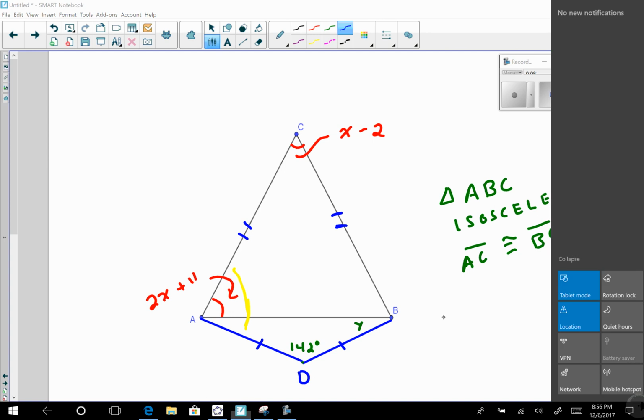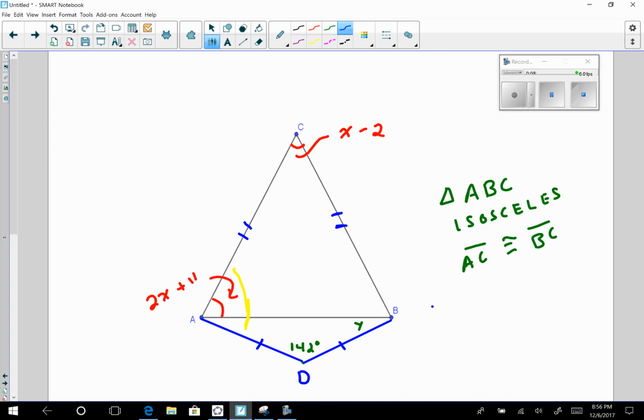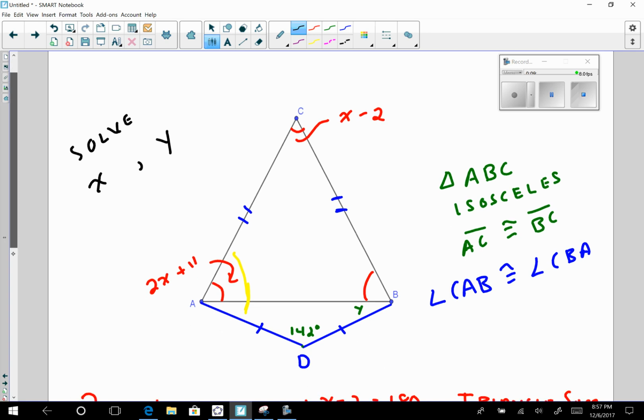So what do I know? I know that angle CAB is congruent to angle CBA. This angle is congruent to this angle right there. And I'm going to use that information because, again, this problem is going to ask me to solve for x and y. So let's make some statements.